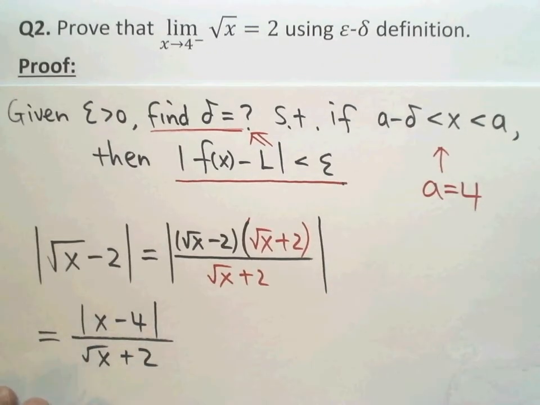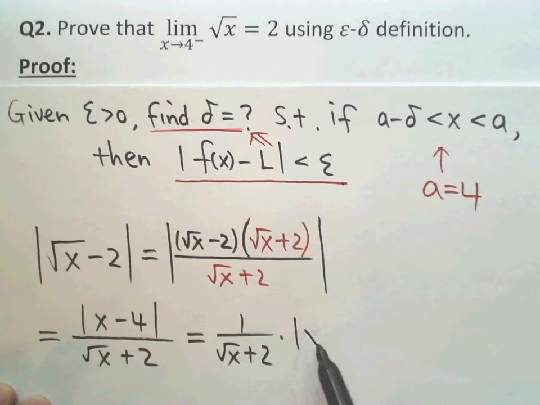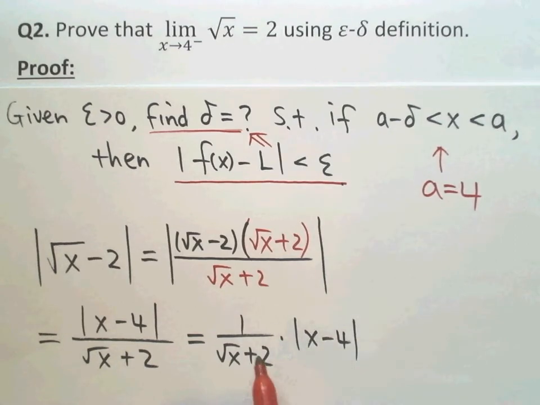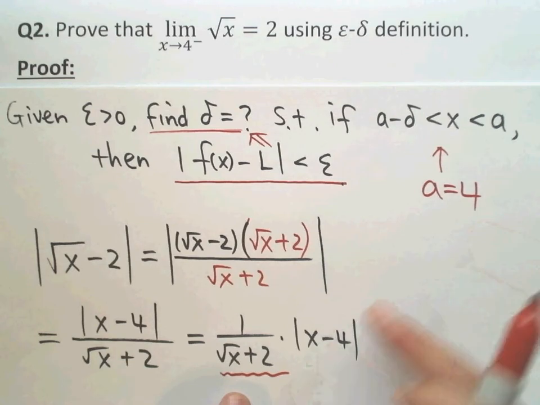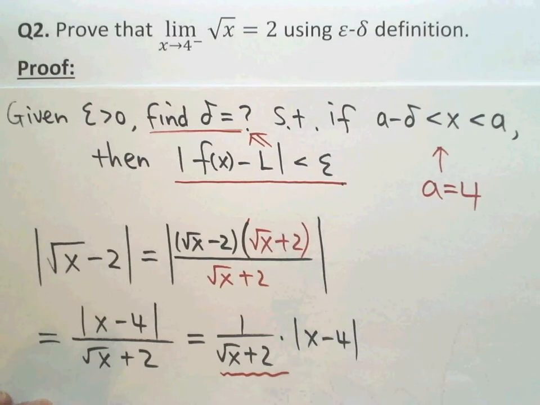Probably someone will ask, how do you resolve this less than epsilon? We know. Can you see this? I separate it into two parts. The first is 1 over the square root of x plus 2, times the absolute value of x minus 4. This looks better, and this is less than epsilon. We can control each part, the first part and the second part. We look at the first part. Because x is close to 4, definitely we can control this part.